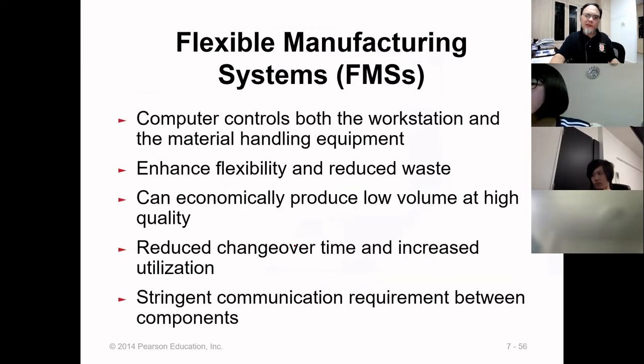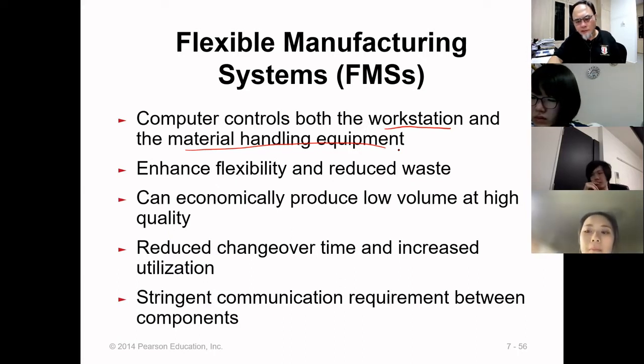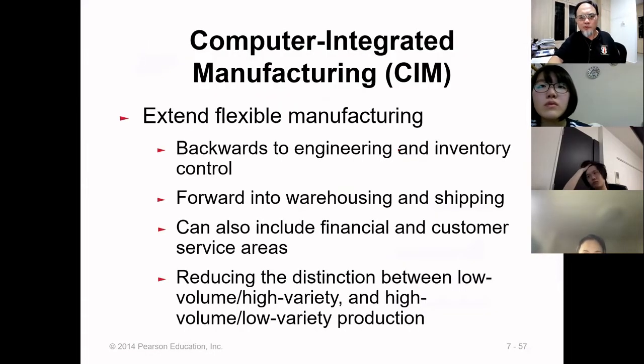So we go to a much more advanced system. We call it the flexible manufacturing system, where there's more computer control of the workstations and the material handling equipment. This will increase output much more, faster. Of course, it requires high volume. Now, it can actually produce low volume at high quality. That's FMS. It reduces changeover time. This is just a concept, I'm not going to go into detail.